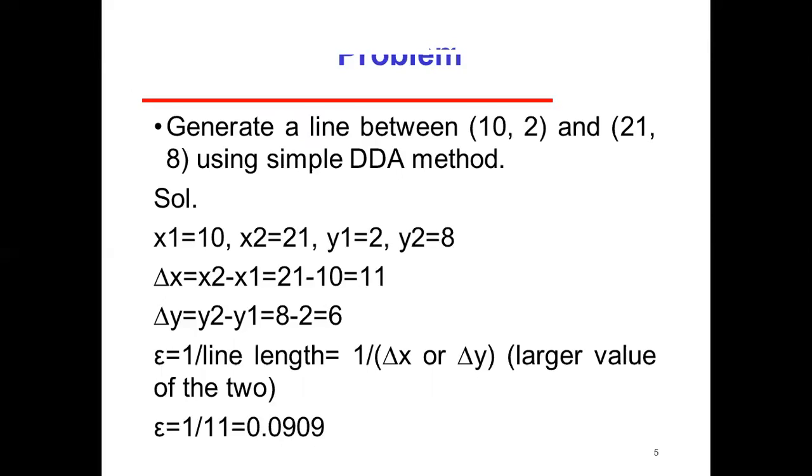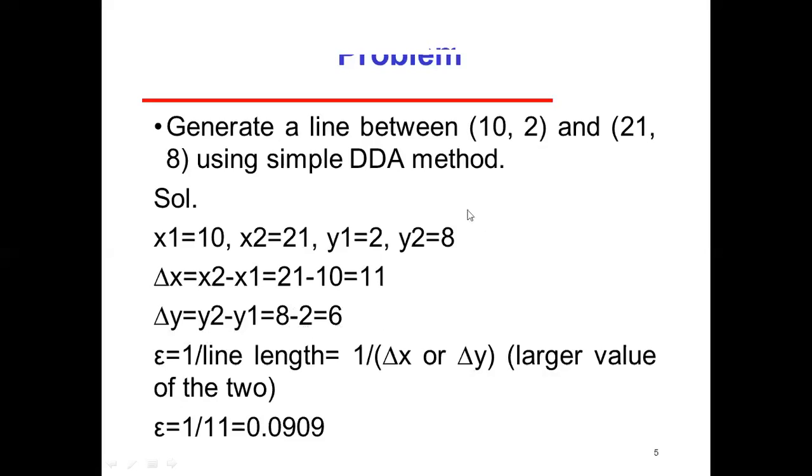Now we are going to consider a problem so that you can easily understand the procedure of the simple DDA method. Here the points are (10, 2) and (21, 8), and we have to solve this problem using the simple DDA method. We will proceed in the similar manner. x1 is equal to 10, x2 is equal to 21, y1 is equal to 2, y2 is equal to 8. Delta x, first we will calculate x2 minus x1, 21 minus 10. Delta y, y2 minus y1, 8 minus 2 is equal to 6.